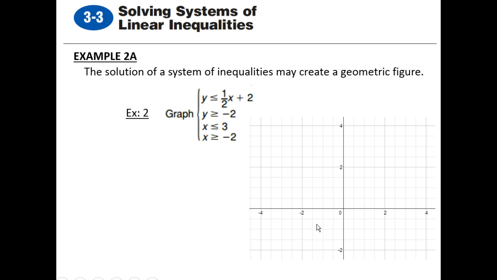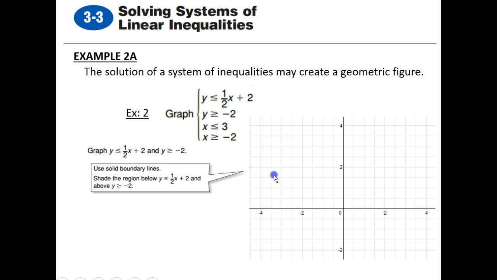This next example, example 2, involves 4 inequalities, and it tells you that it's going to create a geometric figure, and it wants you to tell them what kind of geometric figure it is. So we're having a geometry review here, which will be a great ACT and even the PSAT, which you guys are taking soon, review. So we're going to graph all 4 of these inequalities. The first one is the only one that's at a diagonal. The rest of these 3 are all horizontal or vertical lines.